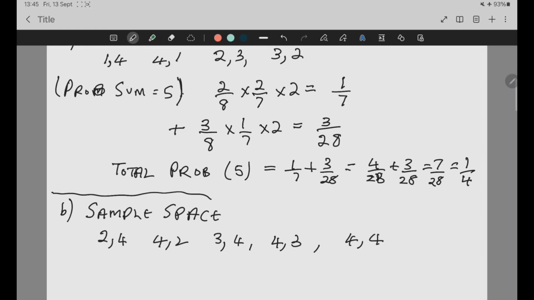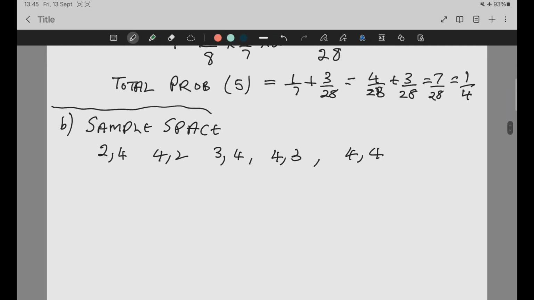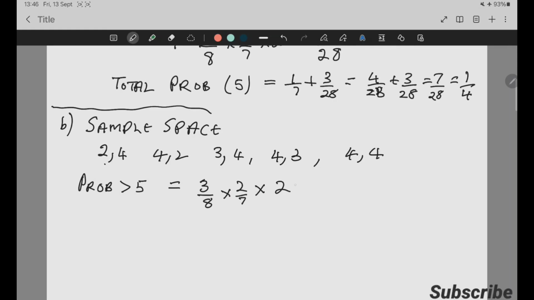Right, so we work out the different probabilities here, which is quite simple to do, simply as we did in the first part. Okay, so the probability greater than 5, so that will be taking the 2 and 4 and 4 and 2, that would be 3 out of 8 times 2 out of 7, but that needs to be doubled because of the reverse order, and that comes to 12 out of 56.